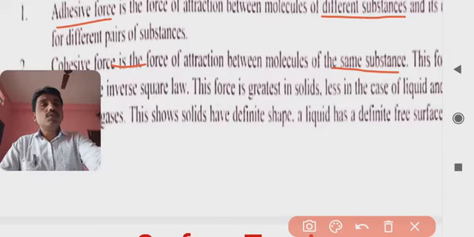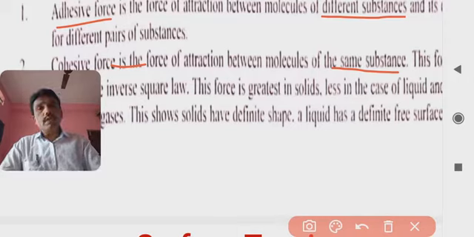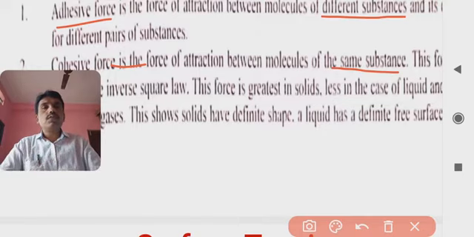Now, these forces do not obey the inverse square law. The cohesive force is greatest in solids, a little less in liquids, and very least in gases. This strength of the forces gives solids their particular shape. The cohesive forces are greatest in solids, and due to that they have a definite shape and definite volume.